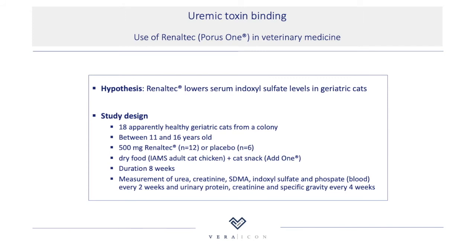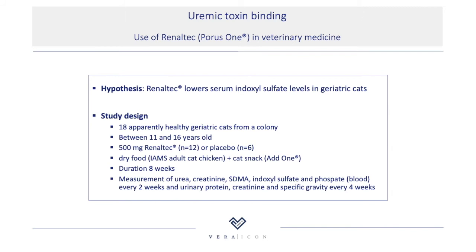There's also a field study, or at least an in vivo study, that has been done in geriatric cats. 18 cats between 11 and 16 years old have been given either Renaltec, 12 cats, and this is the daily dose, 500 milligrams, or placebo. They all went on the same diet, and they received a cat snack. The cat snack is developed to make Porus 1 stick to the dry food, otherwise it would just fall through. And the duration is 8 weeks.